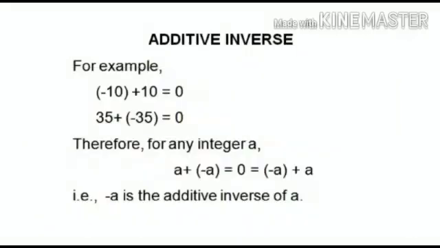Next, additive inverse. If -10 is added to 10, what do we get? We get 0. In the same way, 35 is added to -35, that is also 0. Therefore, for any integer a, a plus -a is equal to 0. That is equal to -a plus a. Therefore, -a is the additive inverse of a.